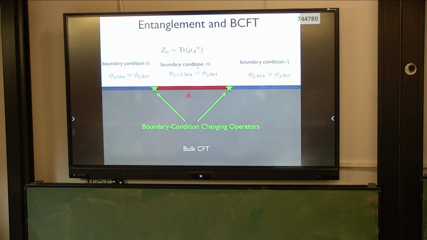Then again, this Z_n is the partition function of the conformal field theory with this particular boundary condition. So this is a very typical setup in boundary conformal field theory. That is, you have two different types of boundary condition. Then between two different boundary conditions, we can identify the so-called boundary condition changing operator, which is also called the twist operator.